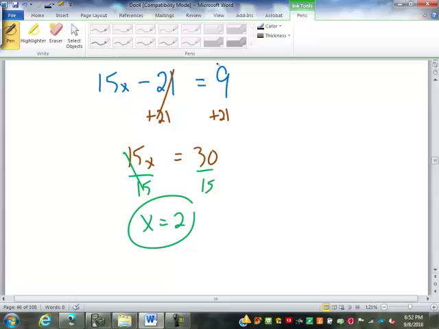Once again, we could go back and plug that in and test to make sure we get the same value, but I'm not going to do that. I'm going to leave it up to you guys. You can do that if you need to.